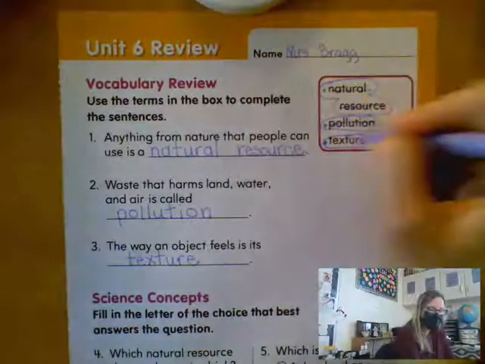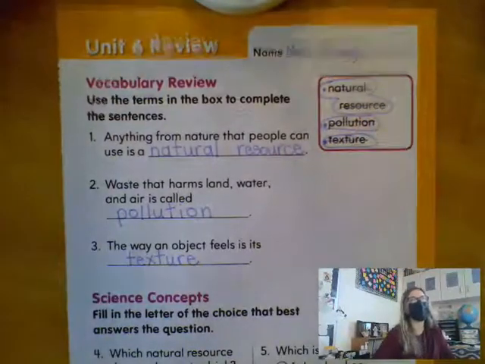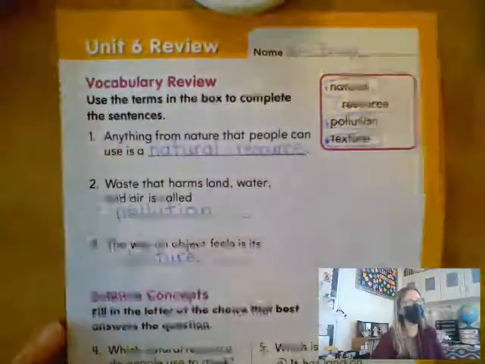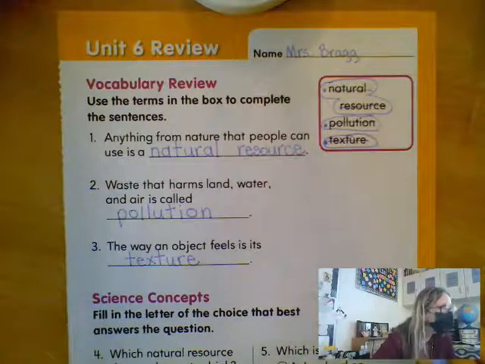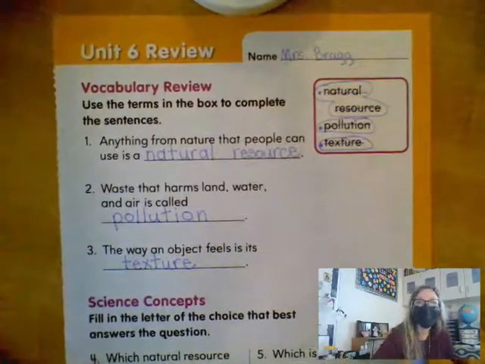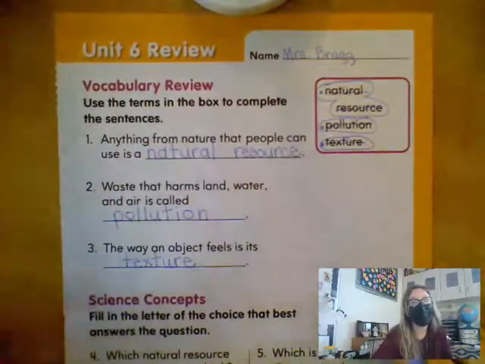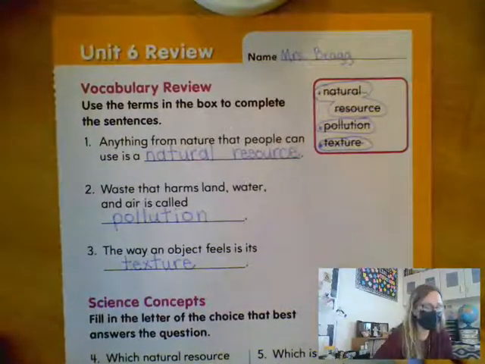So we've used natural resource, pollution, and texture. Make sure tonight you go over these with your mom or your dad or your brother or your sister or your uncle or your cousin or your friend. Practice them because tomorrow I can guarantee you will see these words on your science test.